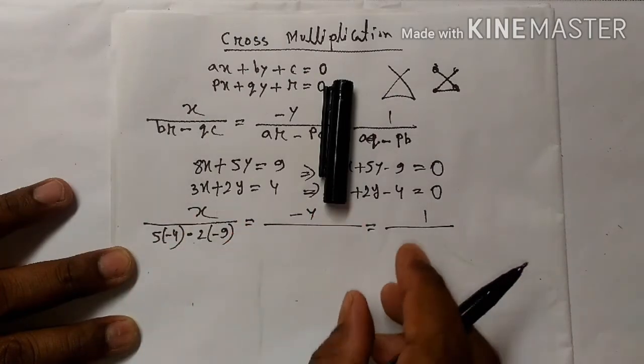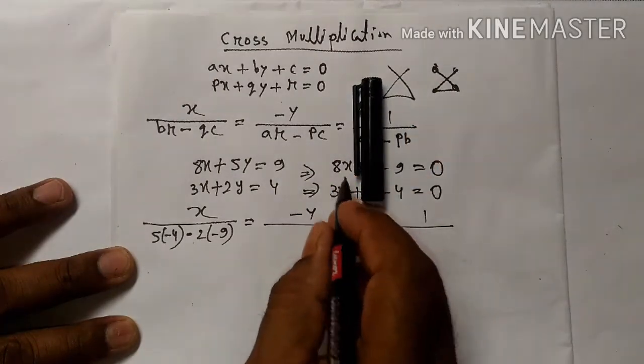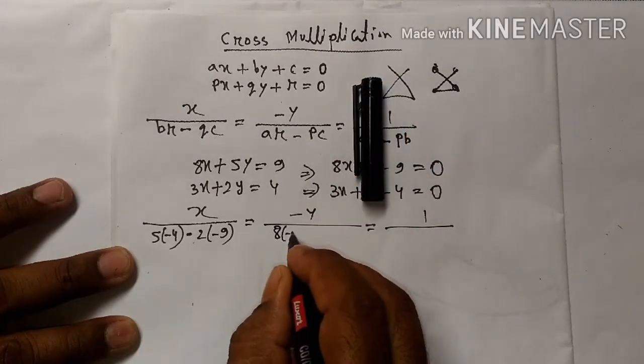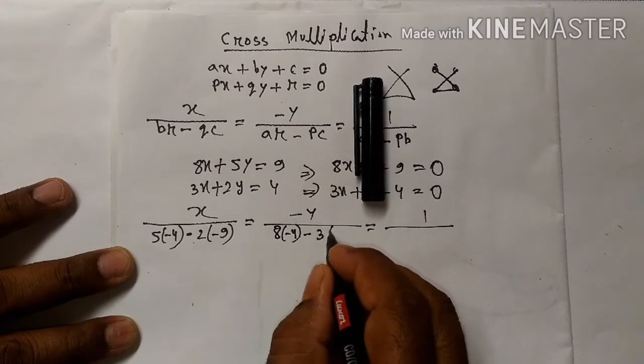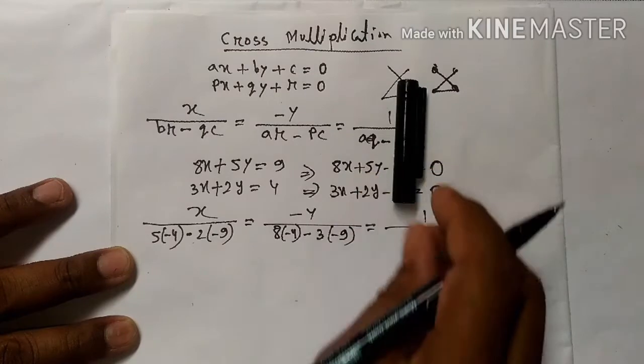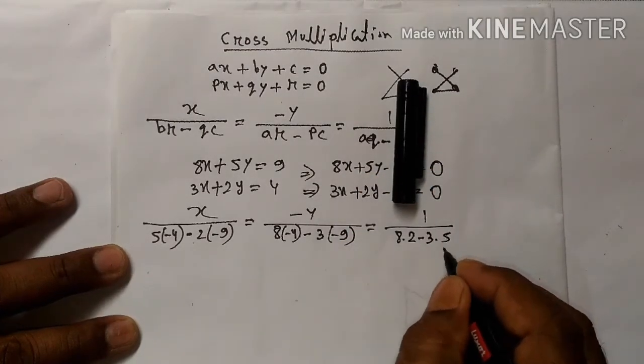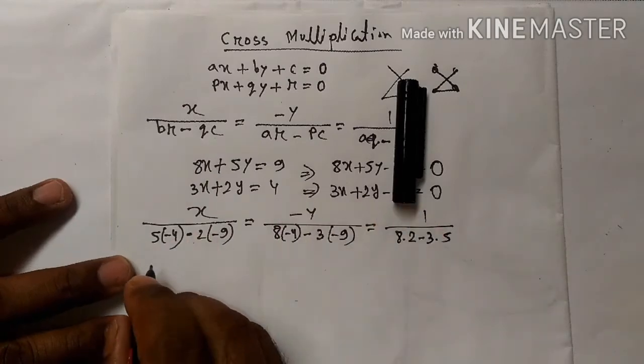So x is complete. After that y, you have to remove y, and this will come as 8 into minus 4 minus 3 into minus 9. This is the same process. After that you remove the constant column, 8 into 2 minus 3 into 5. So you just simplify this.